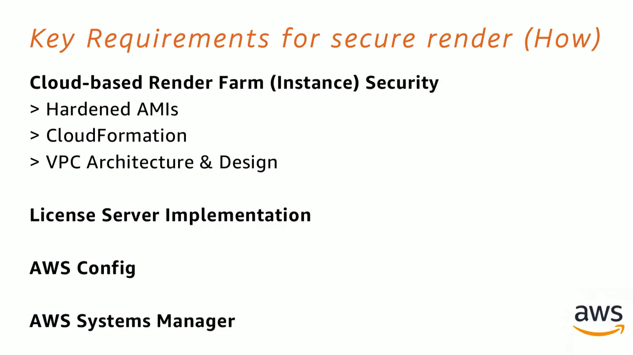So let's talk a little bit about cloud-based render farm or instance security. I'm sure all of you have some process of hardening your machines, the underlying images running on these render nodes, patch management, and all of that good stuff. You can either carry on the same process on AWS, or you can use hardened AMIs and the whole methodology on top of AWS, using, for example, the operating system itself, like Amazon Linux, where we manage the underlying patches and updates to the OS.